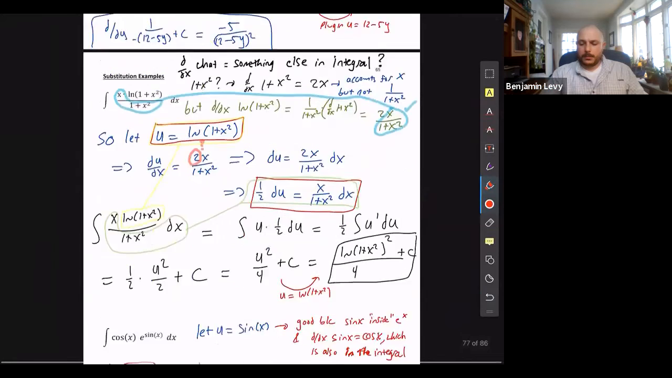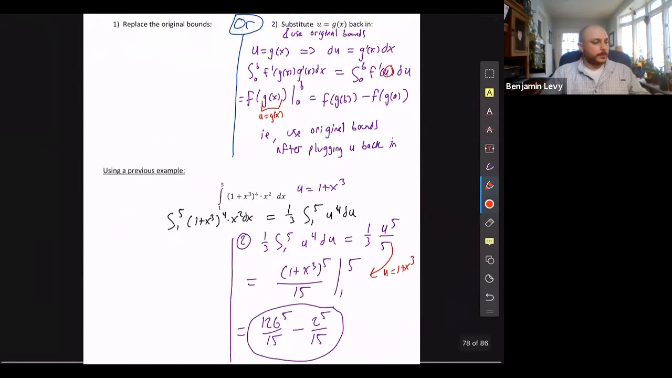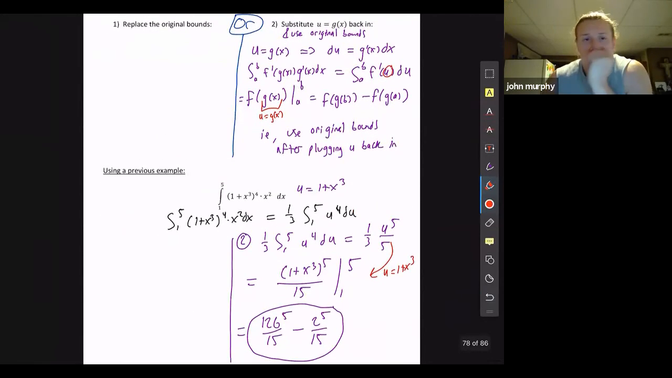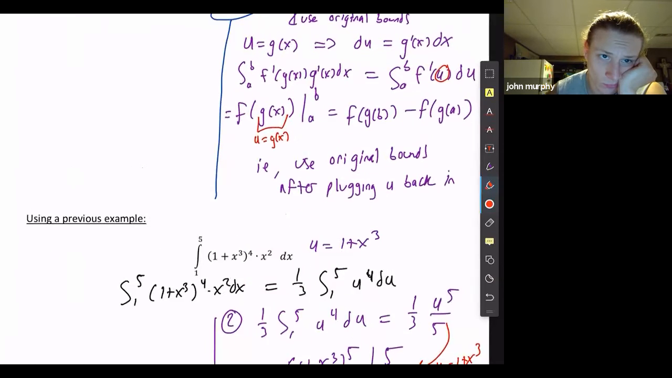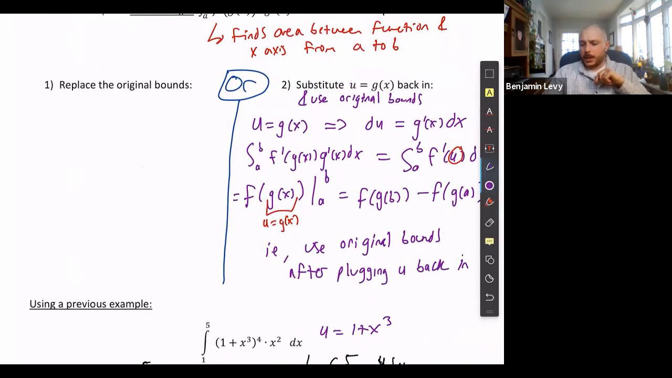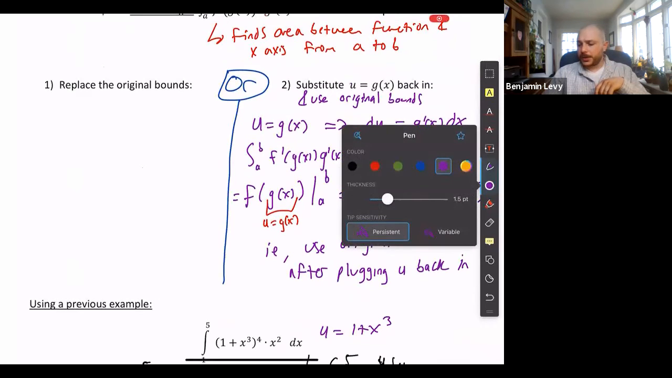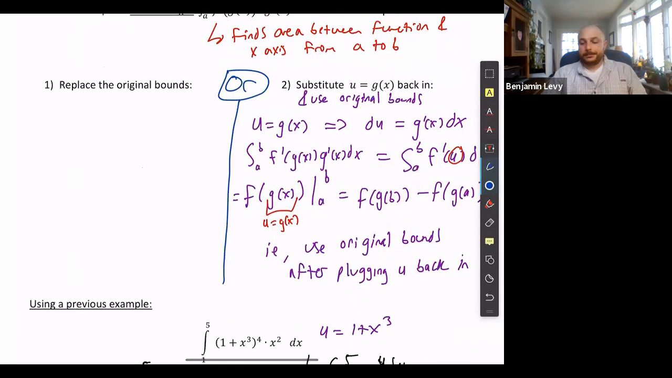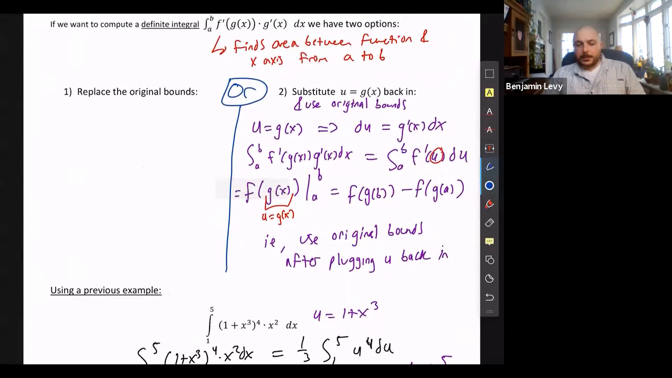Other thoughts? Okay, if there aren't thoughts, let's look at the other option. I would call this maybe the more savvy approach or something. I don't know, some people like this one better. I'll just leave it at that.